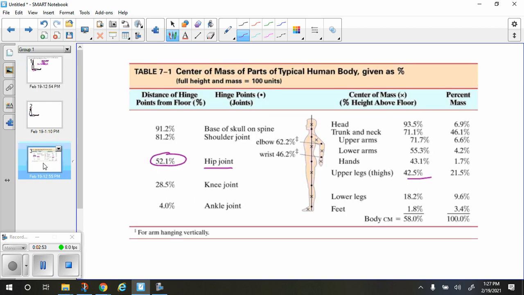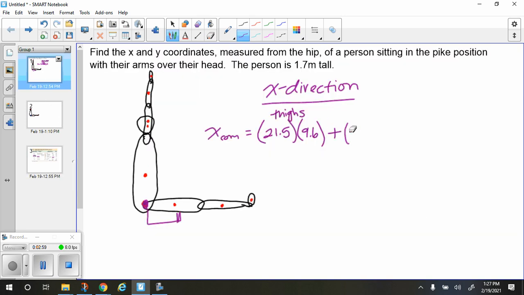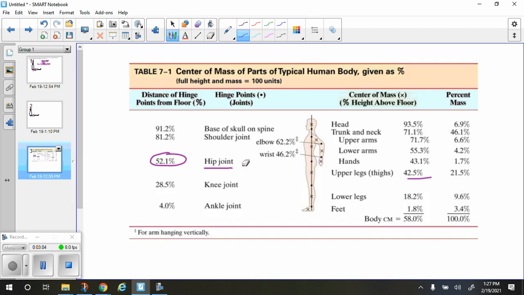Now let's do the lower leg. So the lower legs make up 9.6% of our total mass. And then the position of the lower legs is going to be 52.1, and then you subtract the 9.6. So what you're doing there is this is 52.1 all the way to the ground. You're subtracting this piece right here, the 9.6, and that gives you this part, which is what's left, and that's what you want. So 52.1 minus 9.6 gives us 33 point.